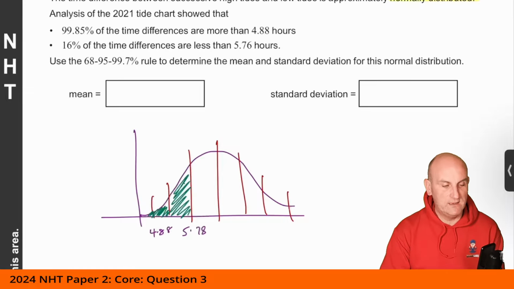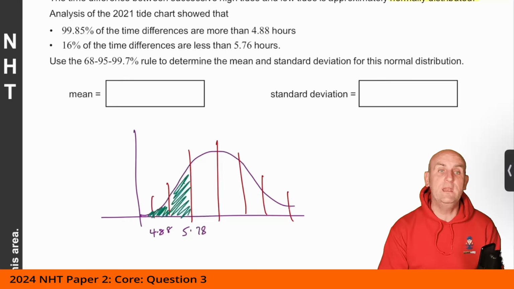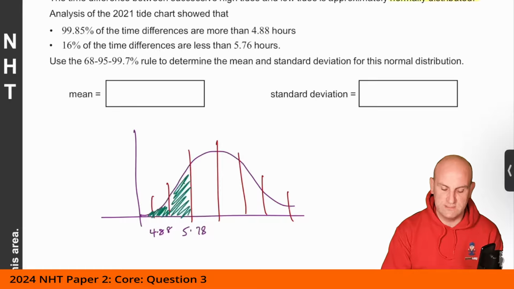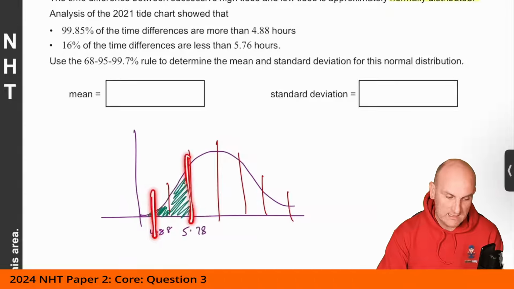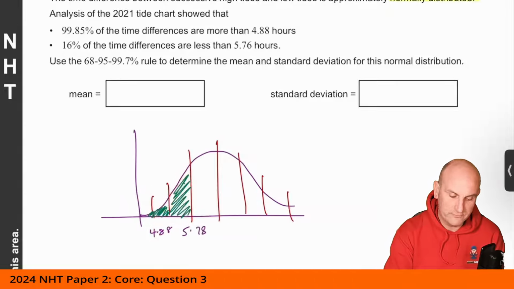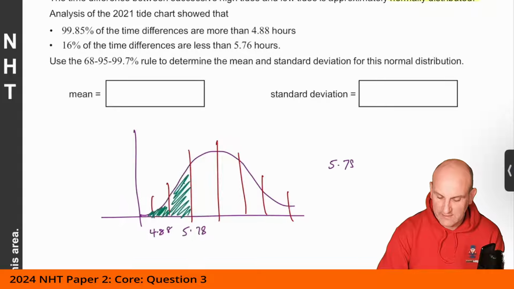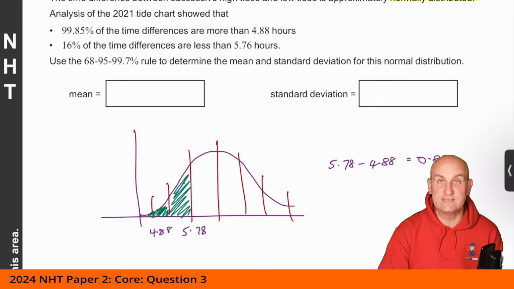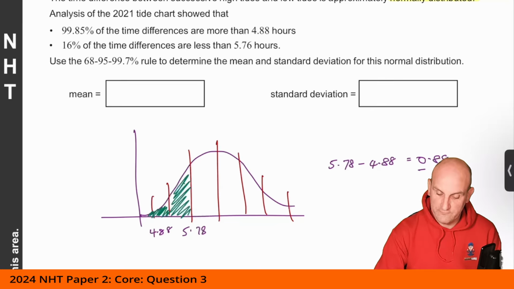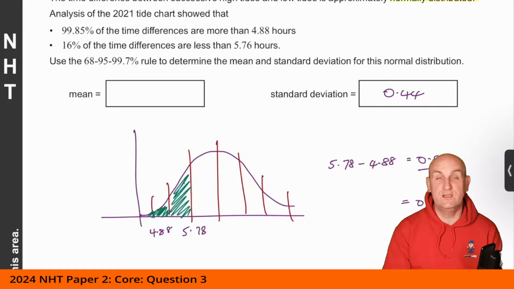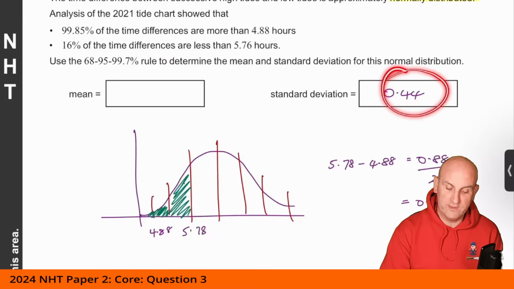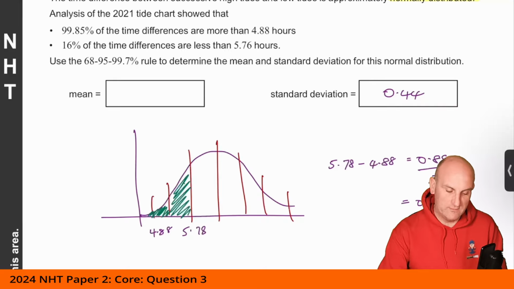It says use the 68, 95, 99.7% rule to determine the mean and standard deviation for this distribution. Right, well, okay. I now know that the gap between here and here is basically 2 sections. So if I now do 5.78 minus 4.88, I get 0.88. So that's 2 gaps worth. And so if I now divide that by 2, I get 0.44 as my standard deviation. And I wonder how many people would have written it in here, because it's the first thing you work out. And again, I wonder if part of the trick is to put the box over there. Maybe that's just me overcomplicating things.